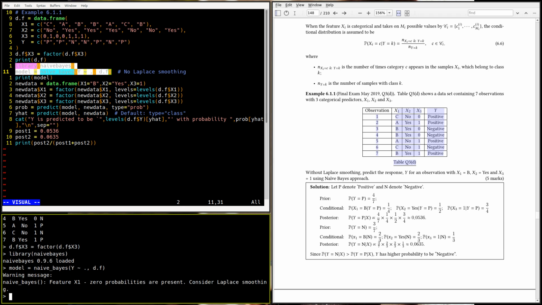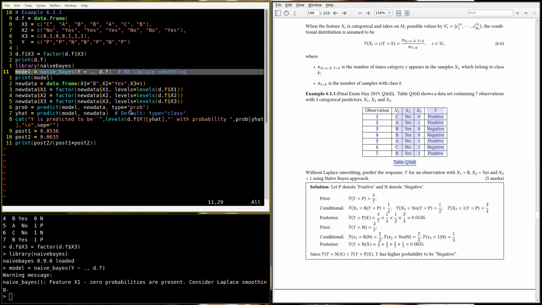It tells me that there is a 0 probability happening. Theoretically, if it's other cases, I might be in trouble. But for this one, there's no 0 here, as we can see, so no issue. You can print the model out. It will display quite a lot of things.